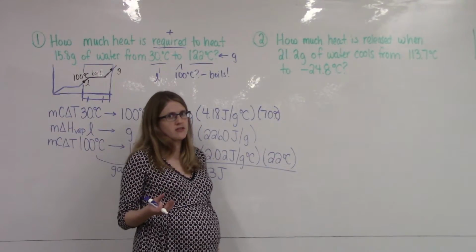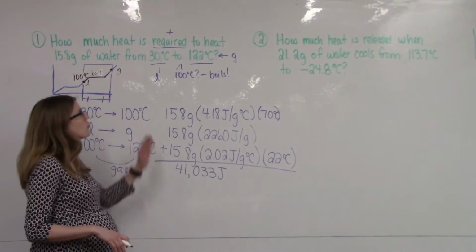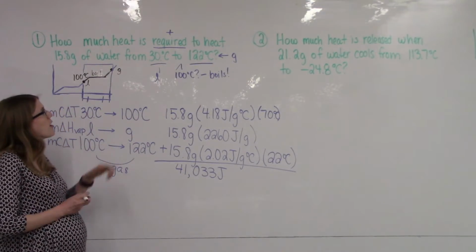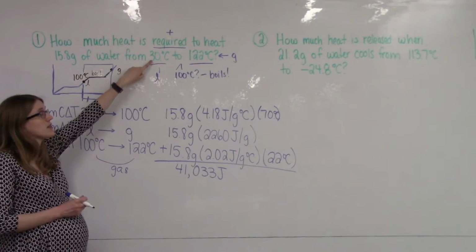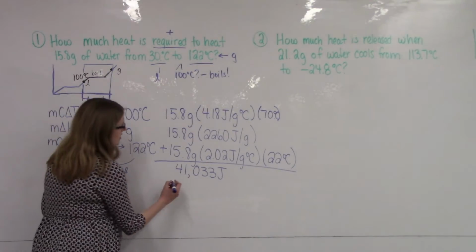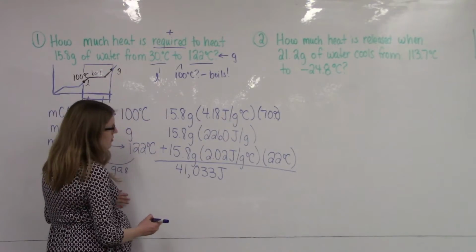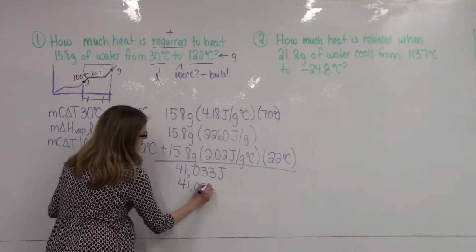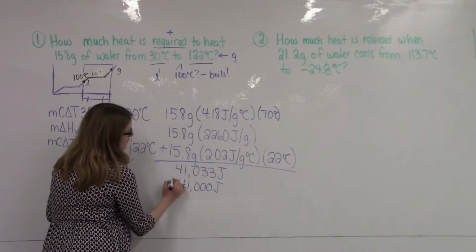Instead, I'm giving you a gift here. I'm letting you look back at the original problem and go with the smallest sig figs. So since this problem only has 2 sig figs at the smallest, our final answer would need to have 2 significant figures. So instead of writing 41,033, I'm going to write 41,000. There's the 2 significant figures right there.